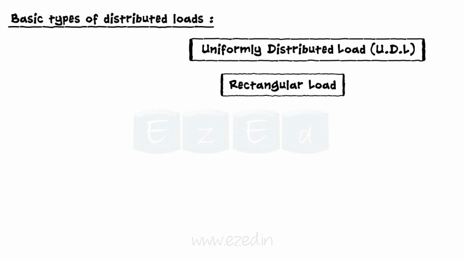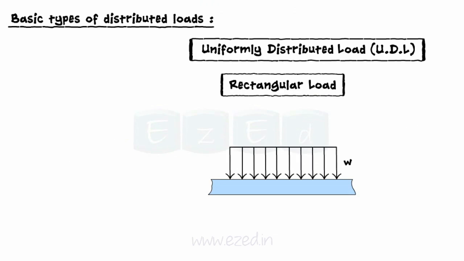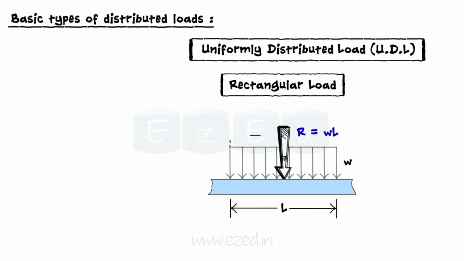A rectangular load is also an example of a uniformly distributed load. Consider a rectangular load of intensity W acting on a length L. Its resultant point load and its location are as shown.